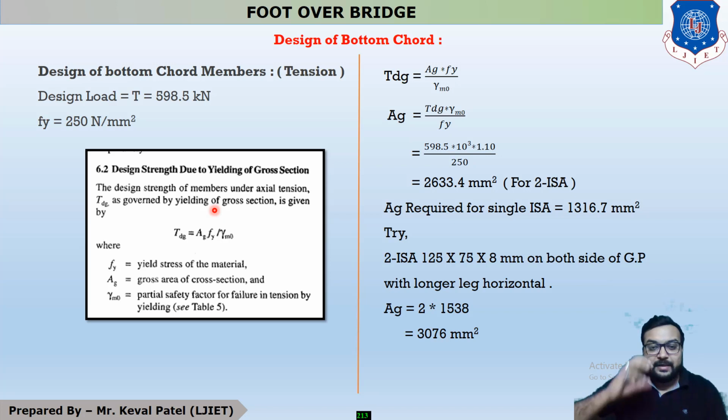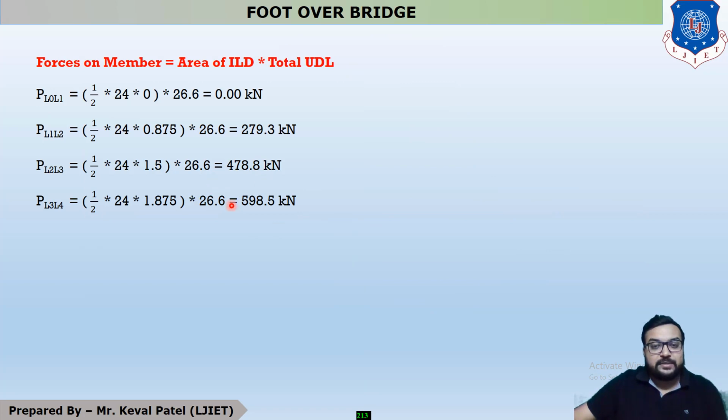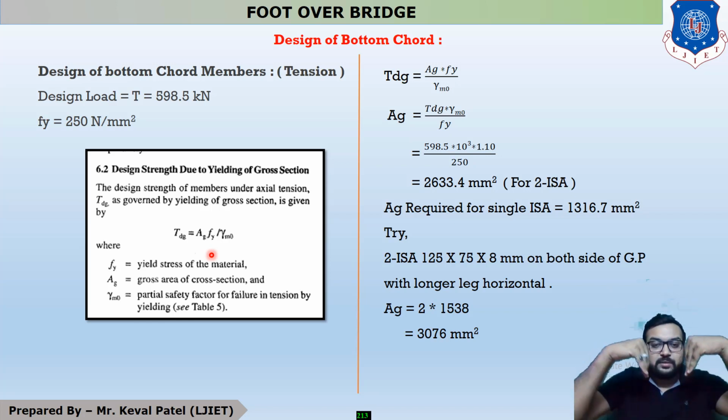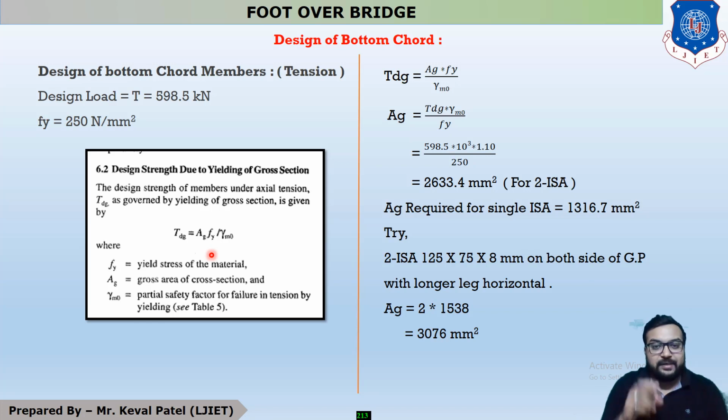Okay, so let us revise what we are doing in this step. Generally, this step is covered in your next lecture, but let us revise. First of all, your design force is 598.5. With the help of yielding of cross section, we choose one ISA, Indian Standard Angle. You all know that if we choose two ISA back to back in the top chord member, then it is compulsory to choose two ISA, two Indian Standard Angles back to back, for the bottom chord also.